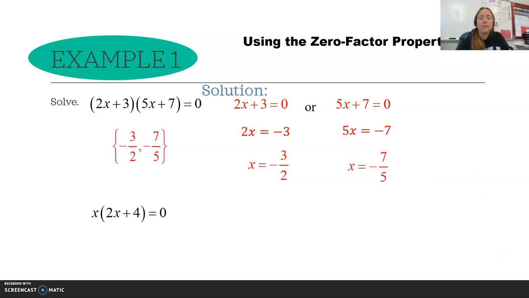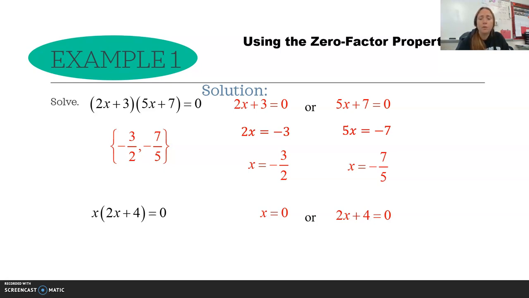So we can write this as a solution set, just like this, with the braces around it: -3 halves and -7 fifths. Now this is slightly different. You can see this first one out front isn't a binomial, it's just a monomial. But we still do the same process. It's this times 2x plus 4. So either x has to equal 0, this piece here, or the 2x plus 4 is equal to 0. The x equals 0 is done. We don't have to do any solving there. Sometimes there might be a coefficient out front you have to divide by, but in this case, you don't.